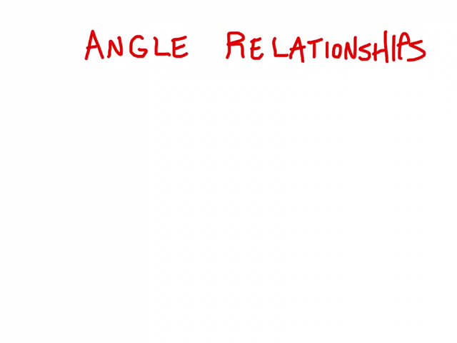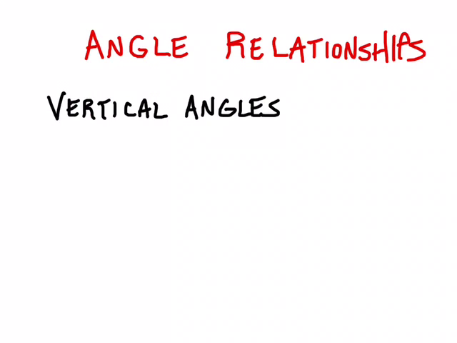That's going to get us into the idea of angle relationships, because once we can talk about angles easily, we can start thinking about, well, what relationships might they have to one another? And the first one we're going to talk about is what are called vertical angles. Vertical angles are what happen at the intersection of two lines. When two lines intersect, no matter kind of what direction they're going in, they create four angles, no matter what.